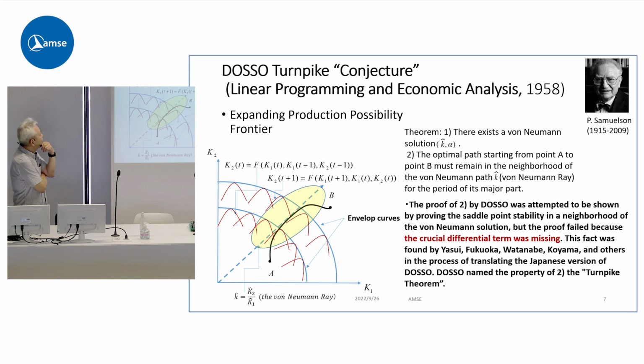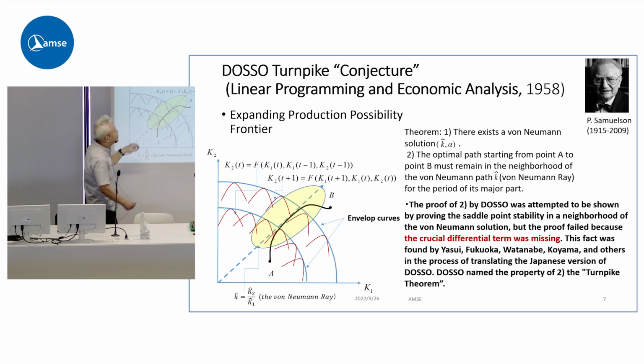So they started from this kind of function, for the capital goods case. The t-th period of the second capital is a function of the t-th period of the first capital, and capital one and capital two in the previous period. Anyway, if you give two stocks in advance, then we can draw this kind of graph.